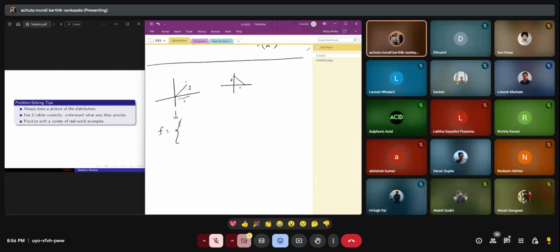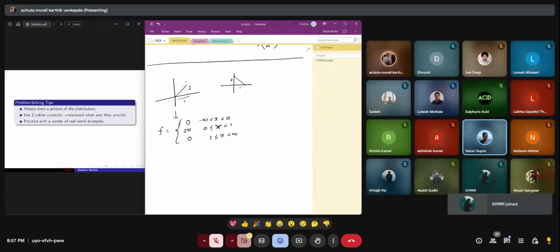So how you will define this: f of x is 0 for minus infinity less than x less than 0, and then you have 2x for 0 less than or equal to x less than 1, and then from then onwards again it's 0. Yes, sir, I get how we'll write it on paper, but I'm just trying to understand.